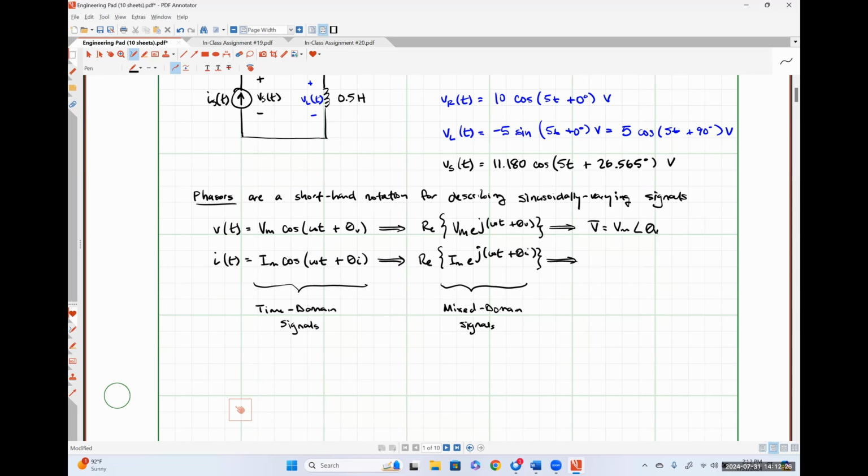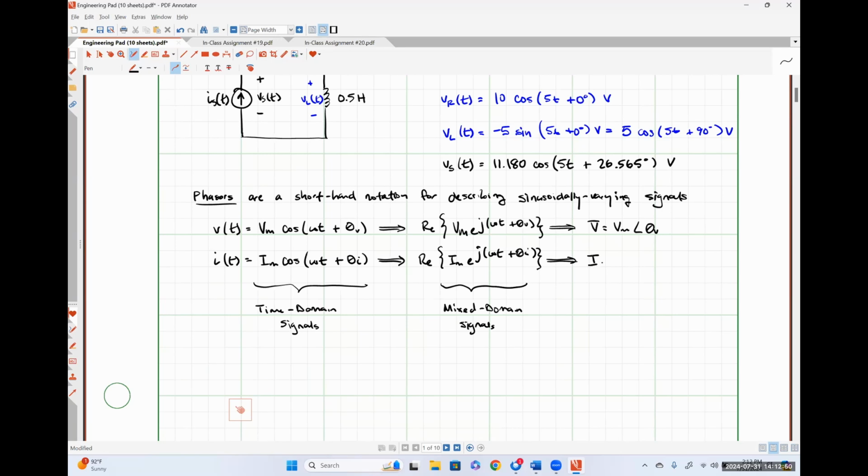And we'll see why we can throw everything else away here in just a moment. So a phasor voltage V is composed only of the magnitude of the time domain signal expressed as a cosine function and the phase angle of the time domain signal expressed as a cosine function. Everything else just gets thrown away.